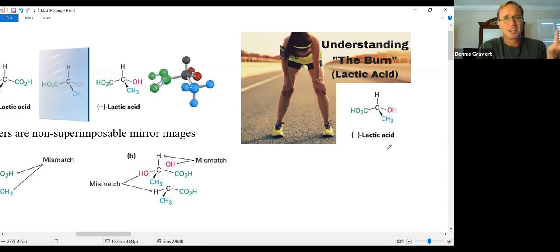But why does it burn? Because acids kind of sting. And where's the acid part here? Right here. You need to know your functional groups. This HO2C is the condensed formula for this group, which you can recognize as a carboxylic acid functional group. Sure, lactic acid's an acid, it's gonna burn. It's acidic.